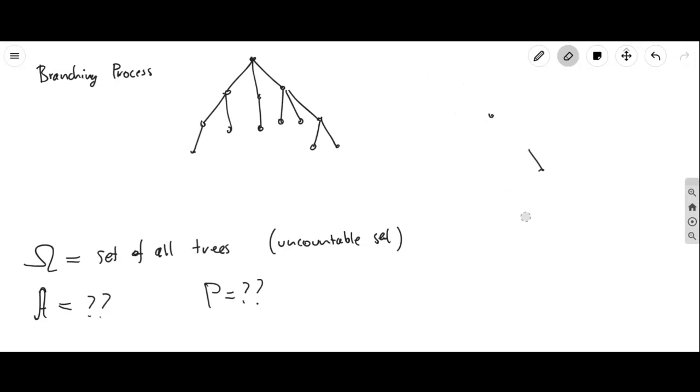So that would be one such example where the sample space is very difficult to work with directly.